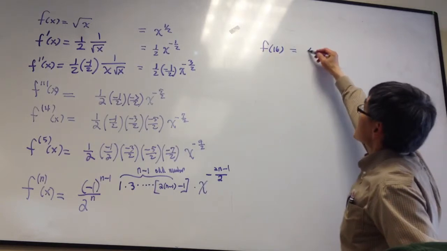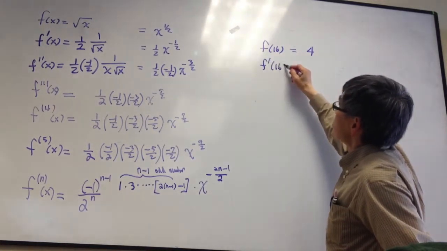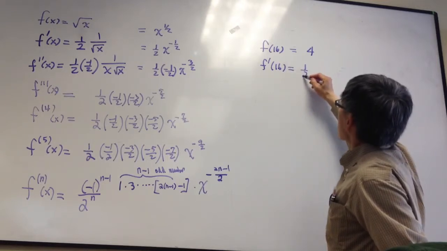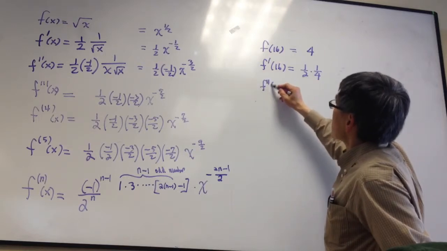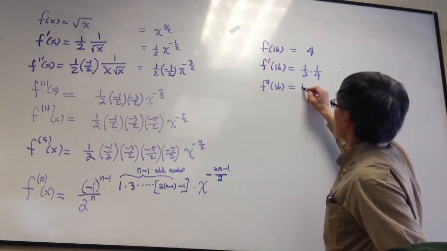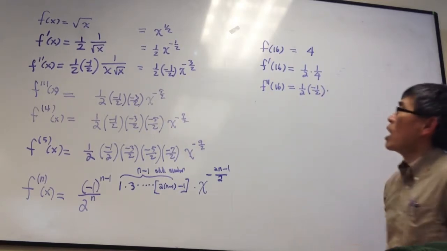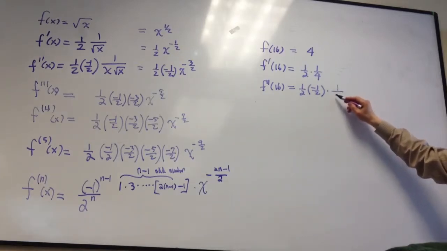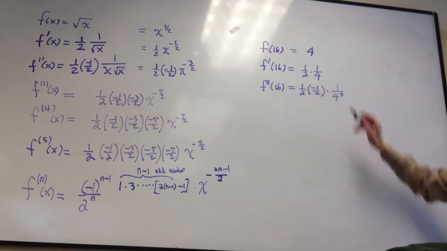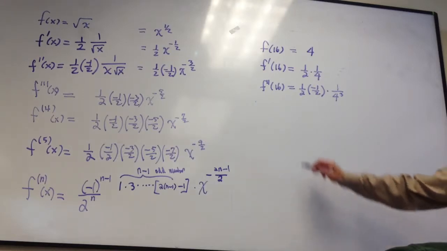So at 16, this is 4. F prime of 16, that would be 1/2 times 1 over 4. F double prime of 16, that would be 1/2 times negative 1 over 2 times 1 over 4 to the what power? Third power? Kind of annoying, you know?